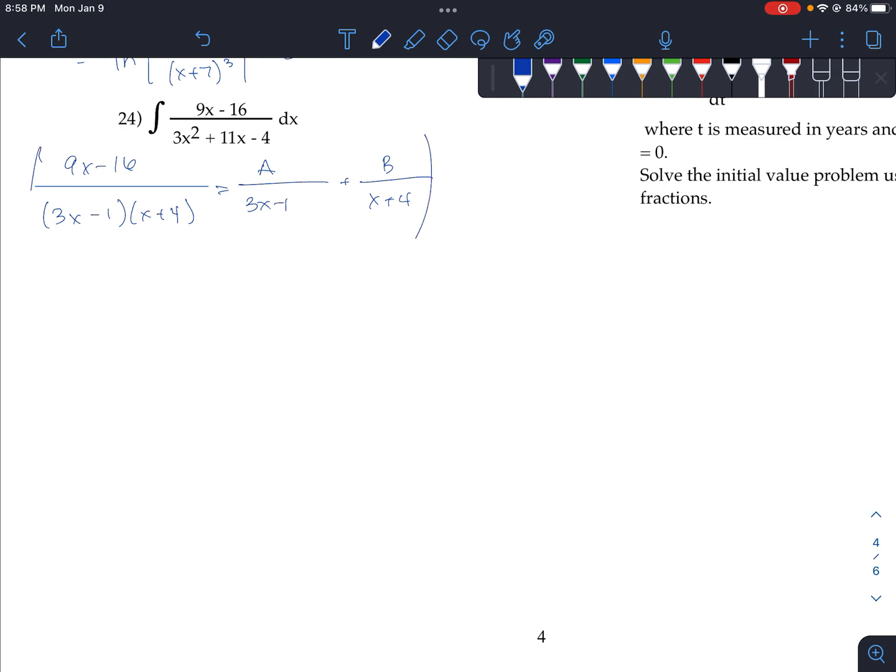Okay, multiply the whole thing by 3x minus 1 and x plus 4. So I get 9x minus 16 is equal to A times x plus 4 plus B times 3x minus 1. Alright, let's see. Let's say x is equal to 1/3.